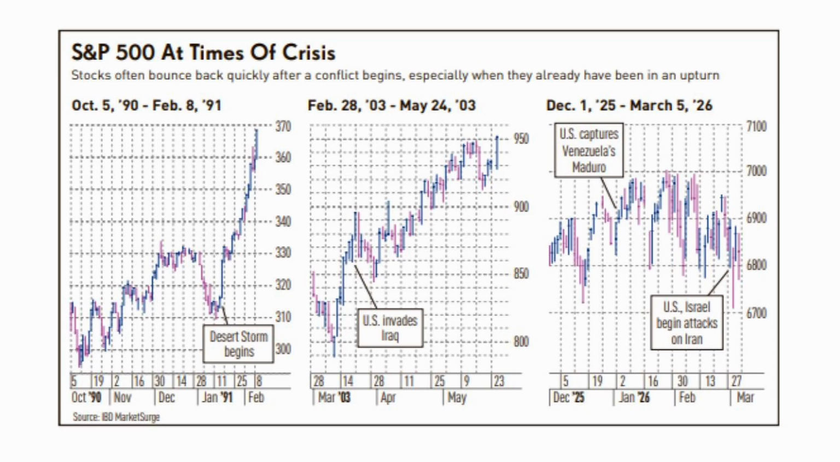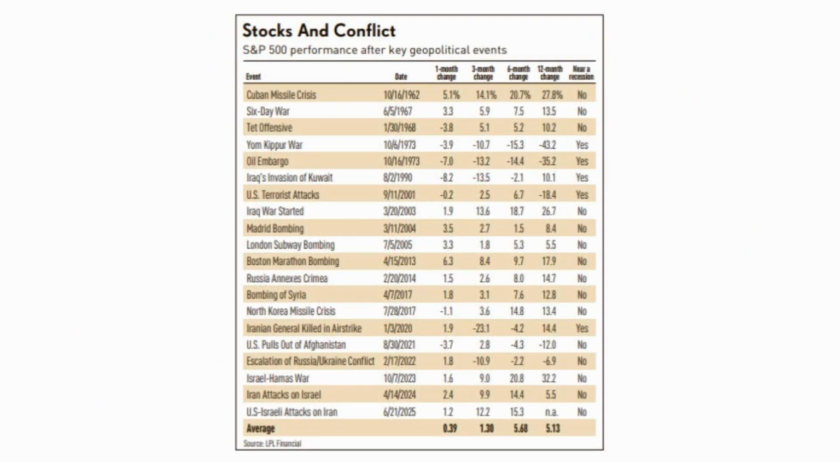In fact, the next chart shows the time you have any kind of major conflict anywhere in the world. And what you'll see is that it almost always goes up. And in fact, if you look at the bottom, on average, 1 month after the war begins, the market is up 0.39%. 3 months after the war begins, it's up 1.3. 6 months, it's up 5.68, and 12 months, it's up 5.13.